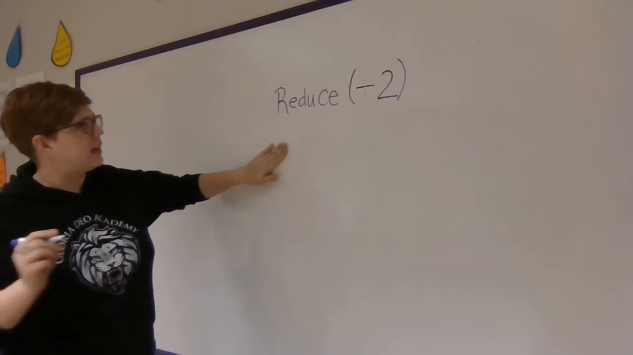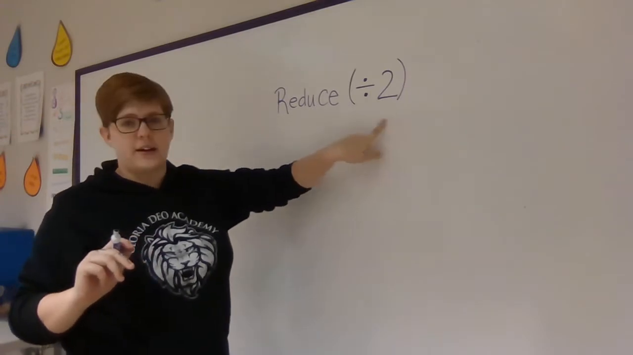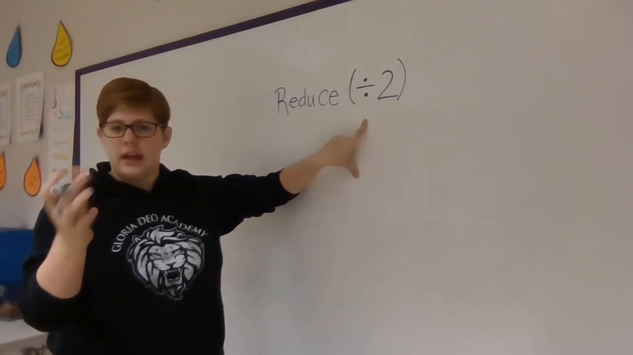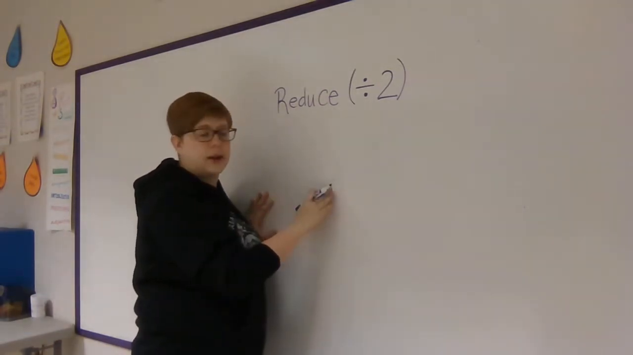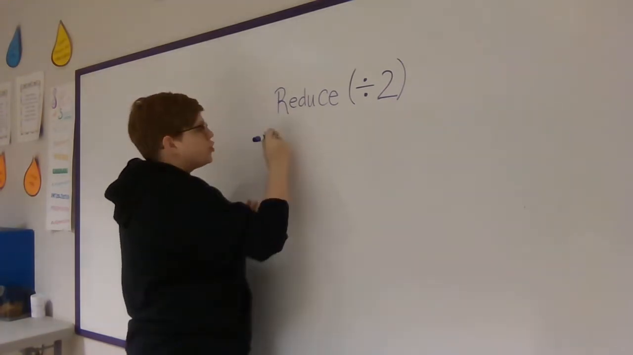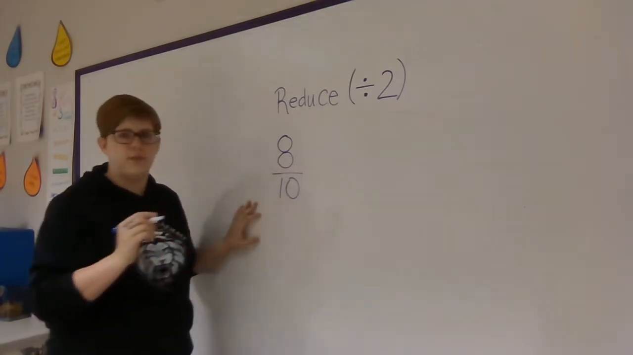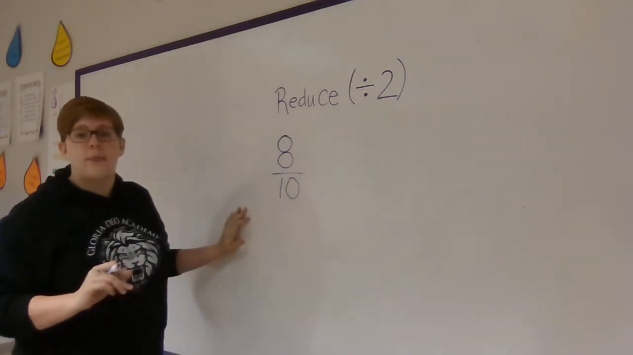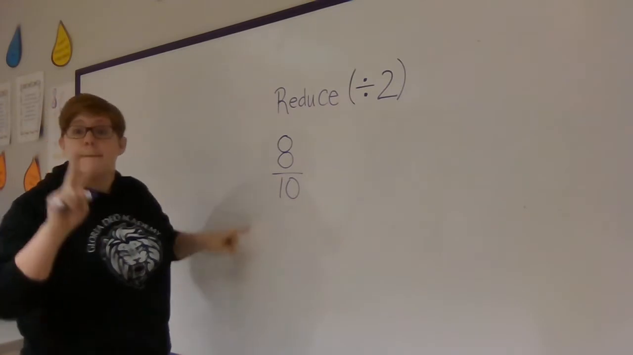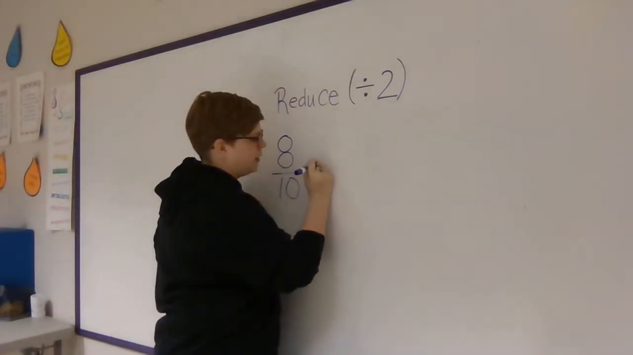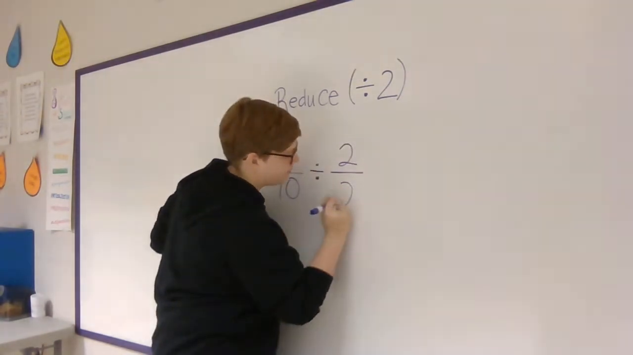So whatever the fraction is right here, and let me make my division symbol clear. I'm going to reduce my fraction by 2. What does that mean? That means I'm going to divide both the numerator and the denominator by 2. So let's go back to our original fraction that I wrote. 8/10. I'm going to reduce 8/10 by a factor of 2. I'm going to reduce it, meaning I'm going to make it smaller by dividing the numerator, which is the top number, and the denominator by 2.